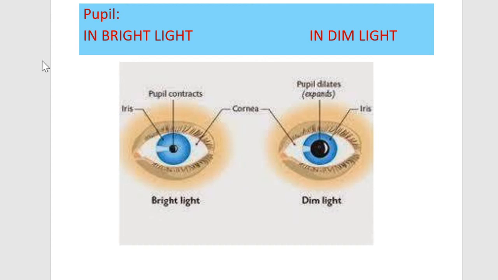So when you enter in bright light, your pupil, this black dot, will actually become very small if you look closely, because it wants to shrink so that not much light can enter your eyes and harm your lens. But in dim light, it wants to widen up. The pupil will become large because it now wants more and more light to enter the eye, because it's finding it difficult to see.